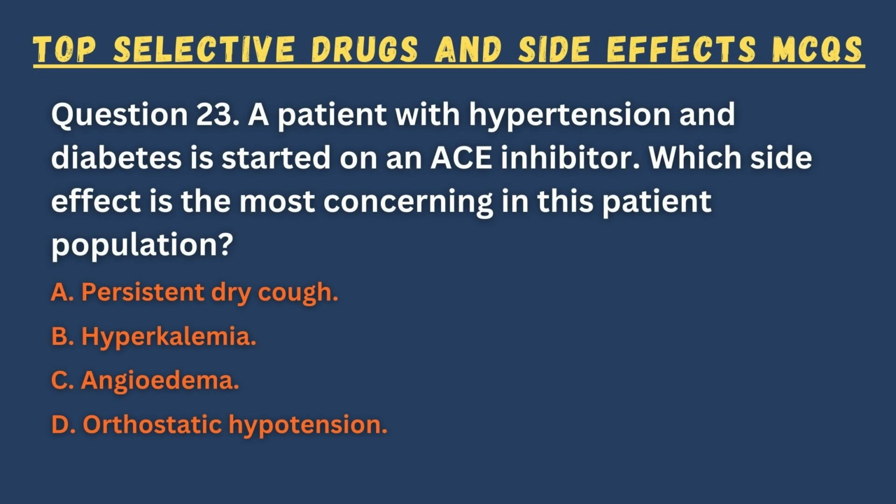Question 23. A patient with hypertension and diabetes is started on an ACE inhibitor. Which side effect is the most concerning in this patient population? A. Persistent dry cough. B. Hyperkalemia. C. Angioedema. D. Orthostatic hypotension.